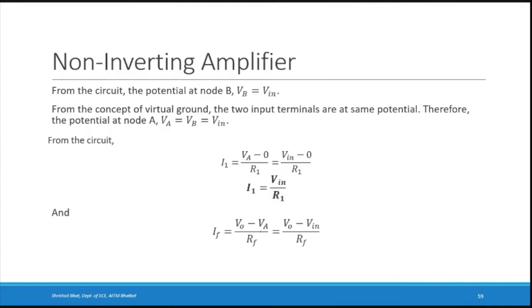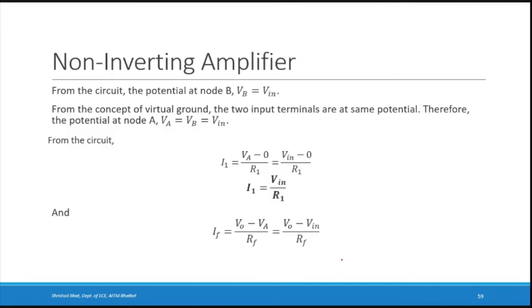But what is my VA? We have seen that VA is equal to VB, which is equal to Vin. So in place of VA, I can substitute Vin. So IF is equal to V0 minus Vin divided by RF. Now we have got two currents: I1 is Vin by R1 and IF is V0 minus Vin divided by RF.